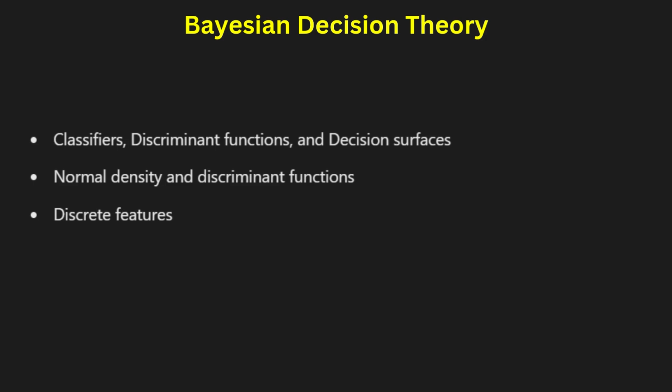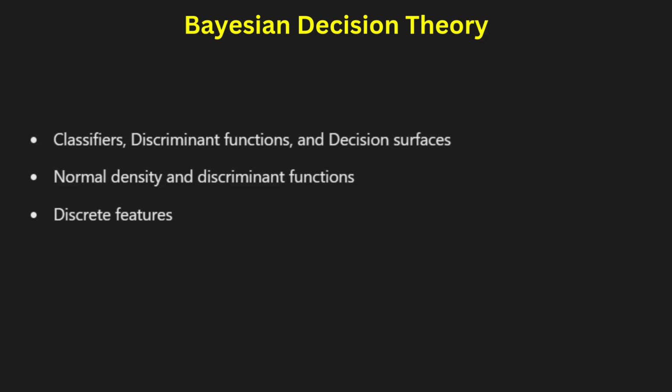So, Bayesian decision theory. This is a fundamental statistical approach used in classification problems. It provides a framework for making decisions based on probabilities and prior knowledge. The main components include the classifier, discriminant functions, and decision surfaces. A classifier assigns an input pattern to the most probable class based on observed data. Discriminant functions help to differentiate between the classes, while decision surfaces determine the boundaries between them.